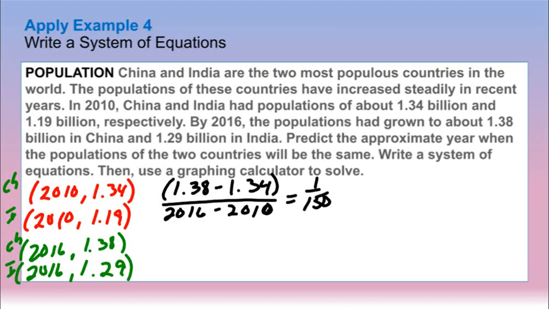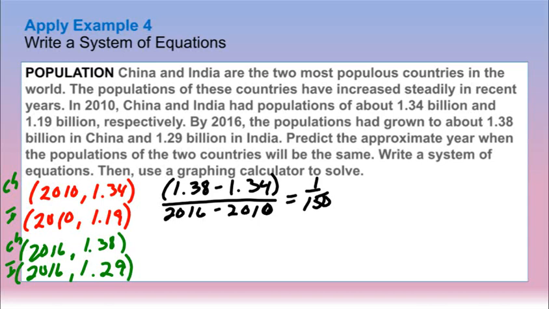Now you don't want to put it as a decimal because it's going to give you a repeating decimal. And if you put it as a decimal, or round the repeating decimal off, then it's going to change your actual slope. So you want to put it as a fraction.